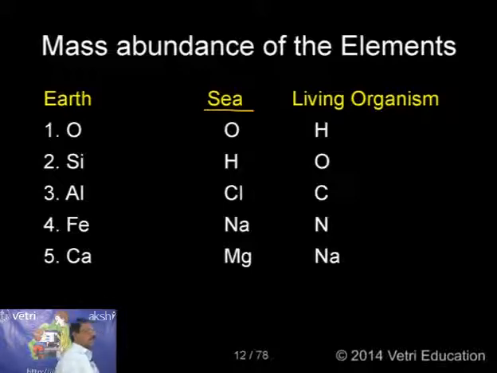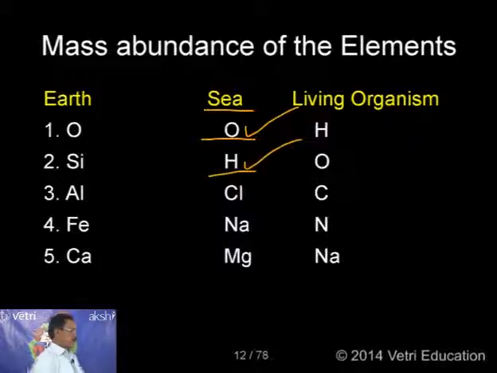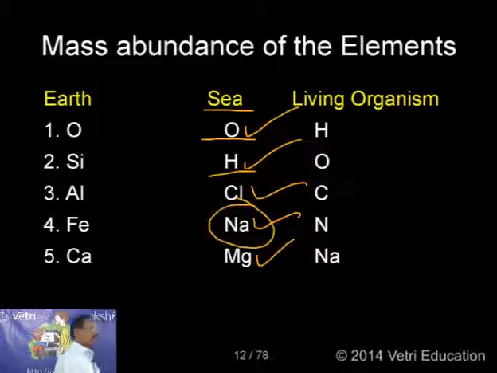Coming to the sea source, as usual, oxygen is the most abundant element. The next element is hydrogen. The next ones are chlorine, sodium and magnesium. So the most abundant metal in the sea is sodium, because it is in the form of sodium chloride, a highly abundant compound.